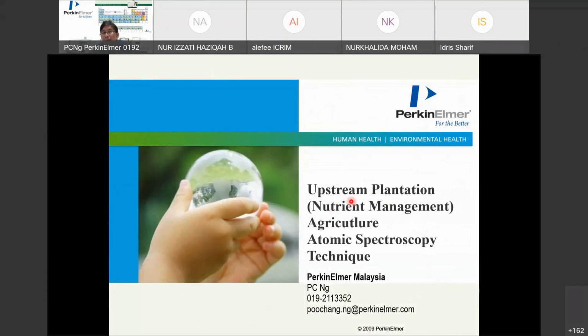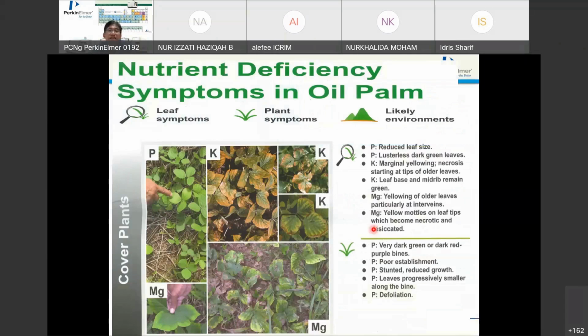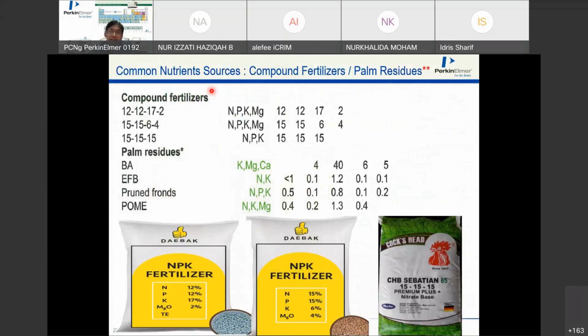Now we move into upstream plantation, basically agriculture. Agriculture is basically about plant nutrition. Look into it, it is basically NPK, nutrition help for the plant and also for the soil. So we need to check on these elements. This is the fertilizer for the NPK.